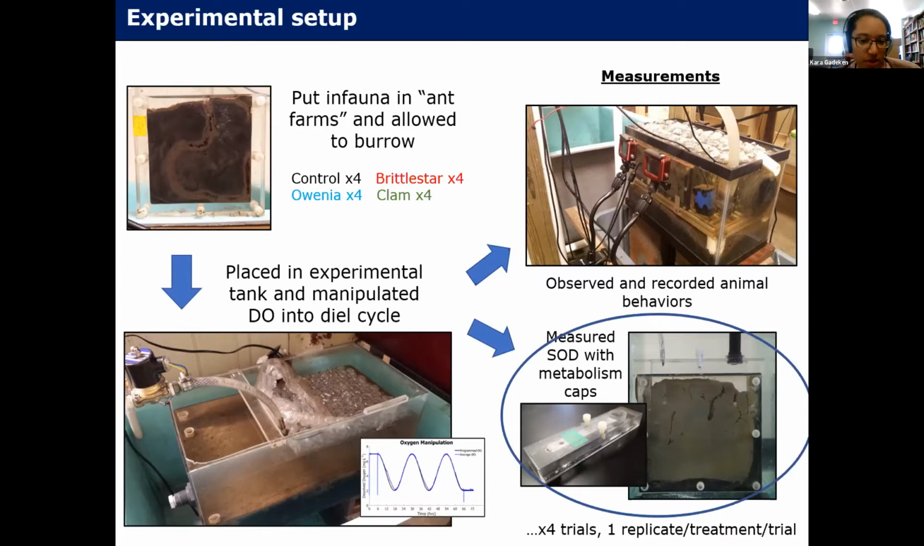So what I'm mostly going to be talking about is the SOD part, because that's what I've been focusing on doing the data processing and analysis for.